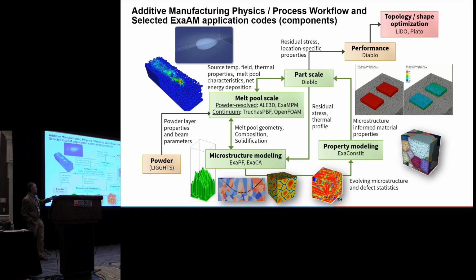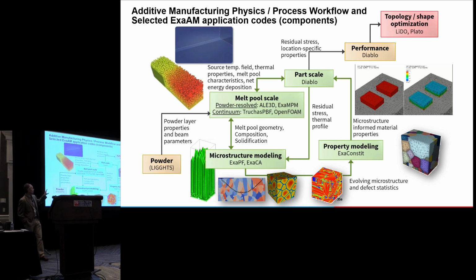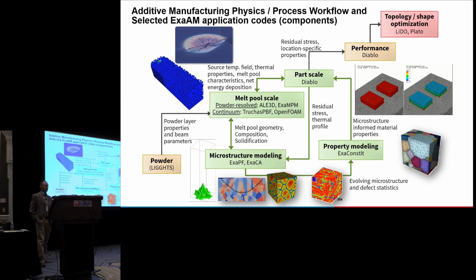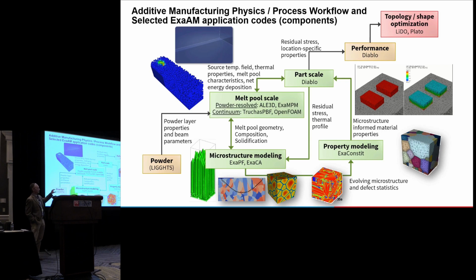Some of these are actually new efforts in this project. ExaConst, I'll say a little bit more about that later. Polycrystal plasticity, a solid mechanics code, and ExaCA, a cellular automata code. But we're leveraging a lot of things that have existed and been developed over the years in the labs, like Truchas, which was originally a casting code created at Los Alamos, and ALE3D and Diablo, solid mechanics codes at Lawrence Livermore.